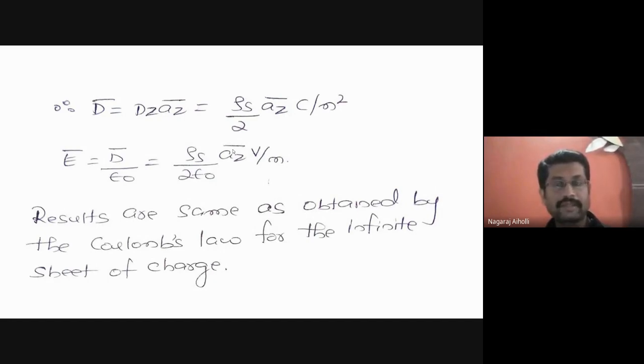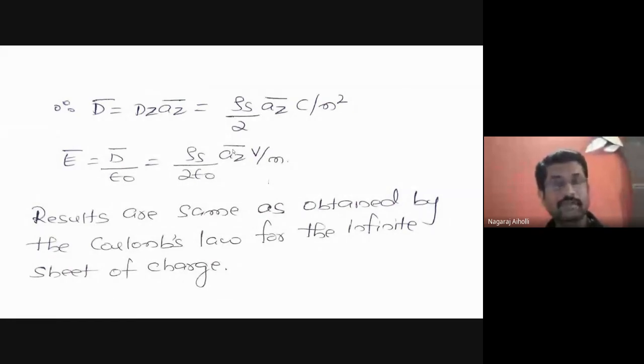The question may appear for the infinite sheet of charge: derive the equation for the electric field intensity of the infinite sheet of charge at a point P using the Gauss law or using the Gaussian surface. Then you have to do this derivation, whatever we did now. That has to be done. So it can be asked in two ways.